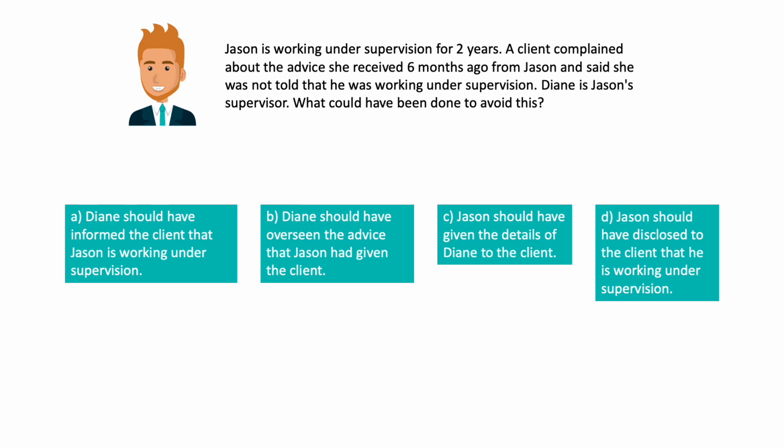The correct answer is option D, being that Jason should have disclosed to the client that he is working under supervision. As Jason had been working for 2 years under supervision, he would be under ongoing supervision and not direct supervision. Therefore, Diane would not have been checking everything that Jason was doing. But it would be important for Jason to let the client know that he is working under supervision so that the client was aware.